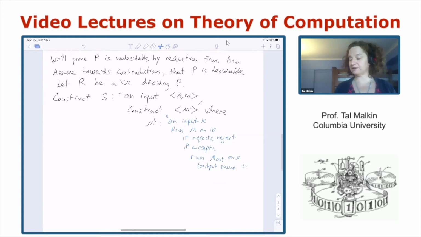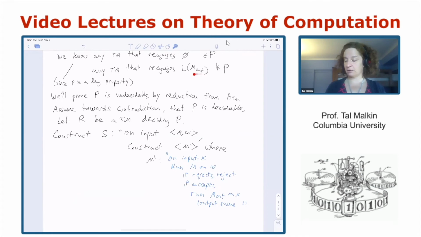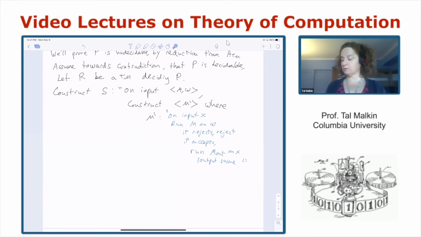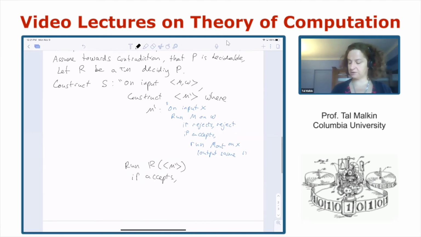S only builds this description. It doesn't run it on anything. It builds the following algorithm, which it can do because it has M and W, and it has the description of M out. So it can just do it. Run M on W. If it rejects, you reject. If it accepts, you run M out on X and output the same. Okay. So now what I will do, I will run R, the supposed decider for P, on M prime. This is a decider, so it will always accept or reject. So if it accepts, I accept. And if it rejects, then I reject.